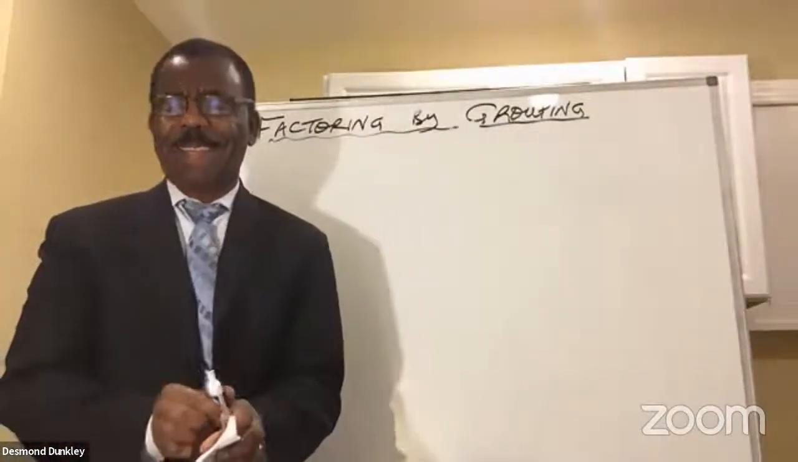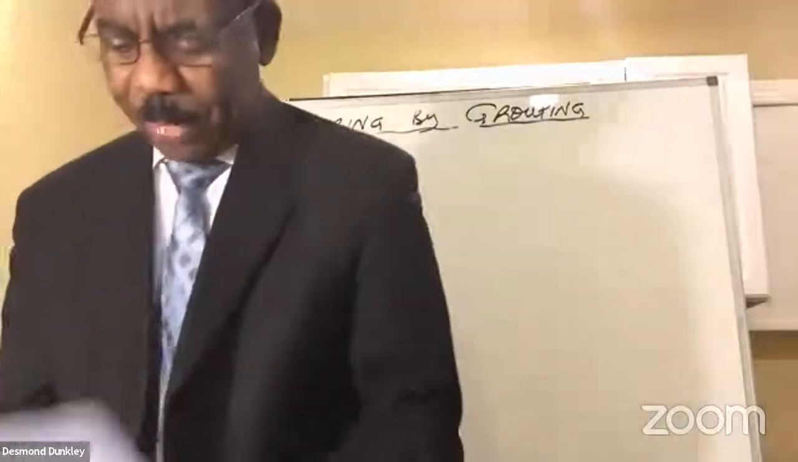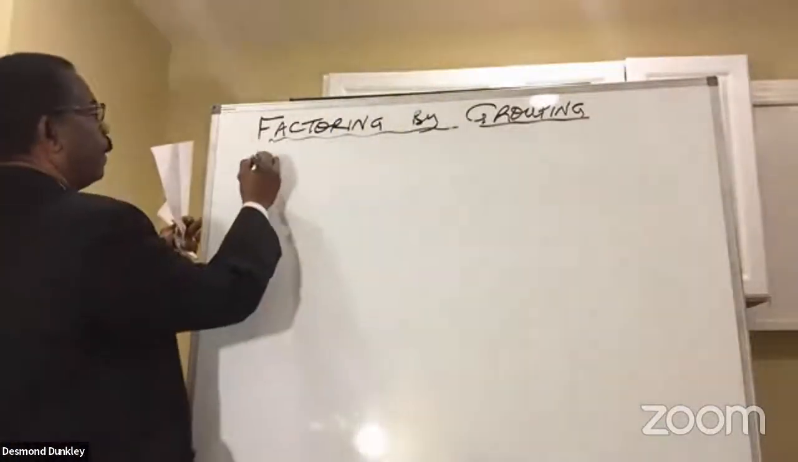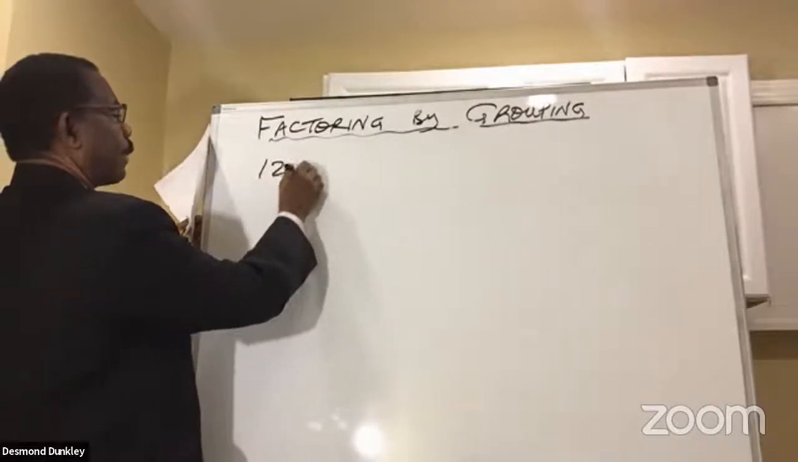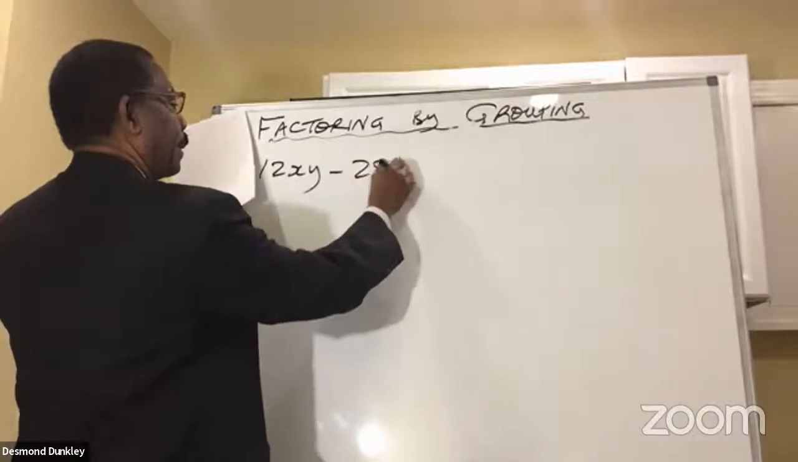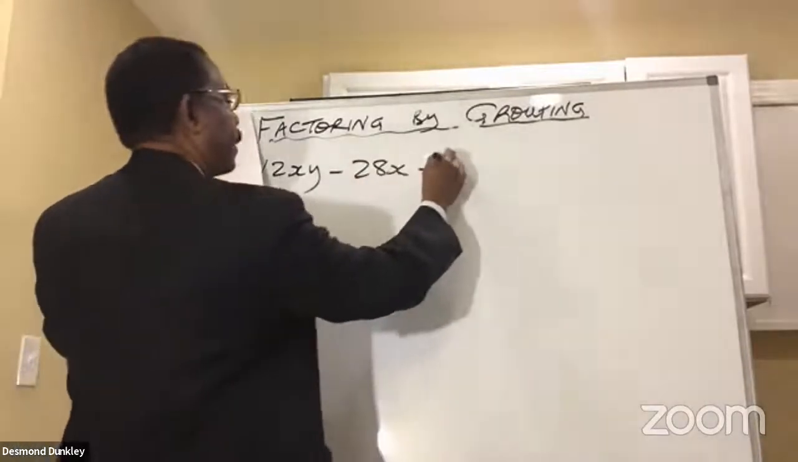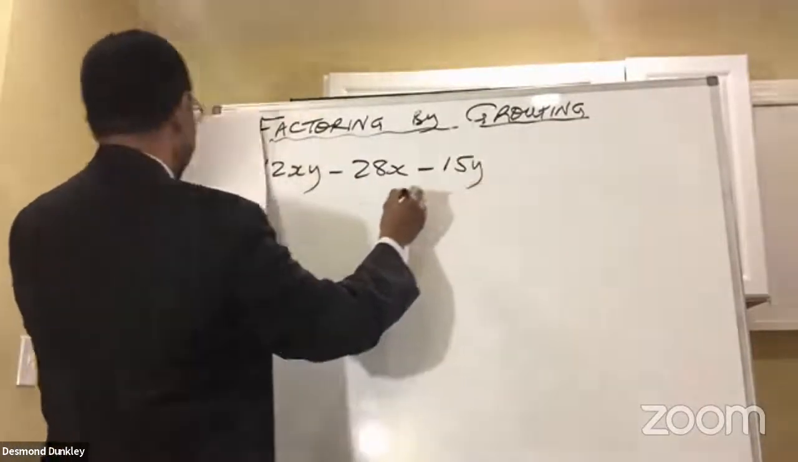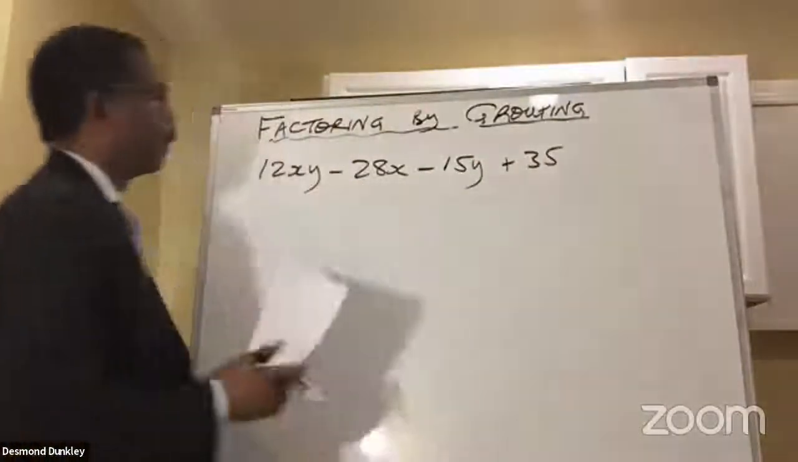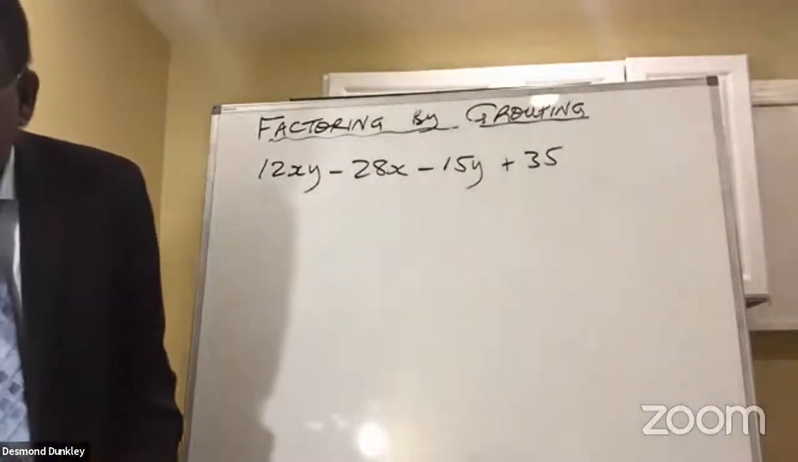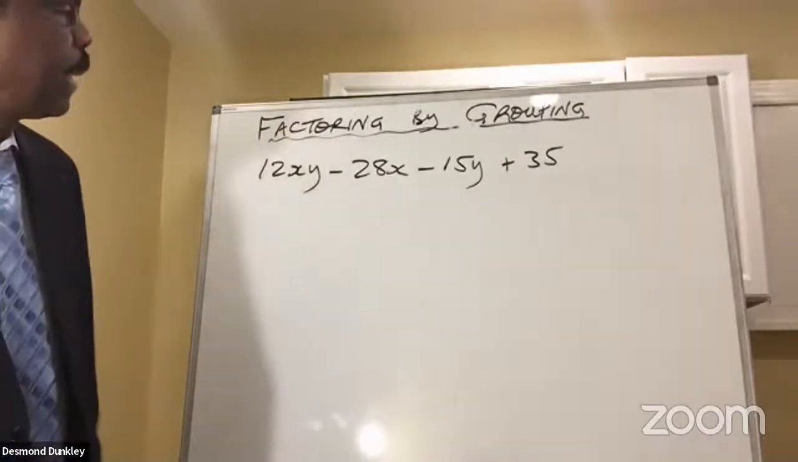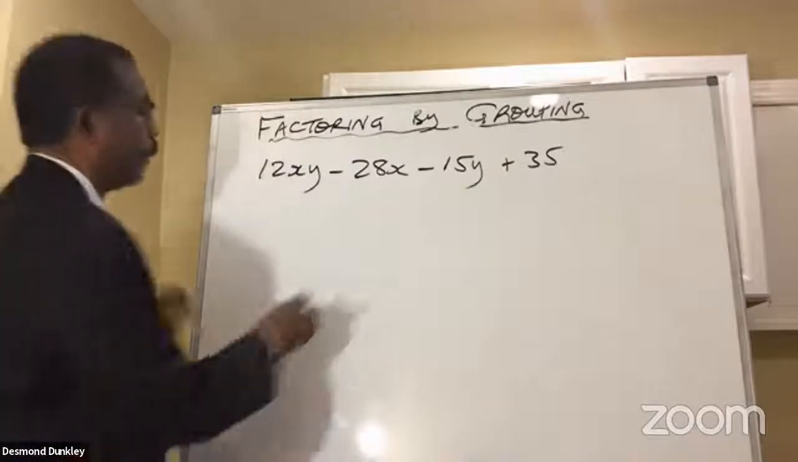Here we go. Let's try this one. 12xy minus 28x minus 15y plus 35. 12xy minus 28x minus 15y plus 35.